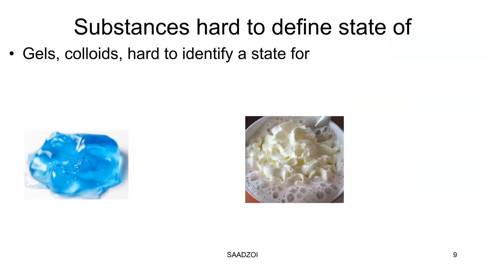And for those that are hard to define, substances like gel, whipped cream, you really can't identify as a solid, liquid, or a gas, so we just say it's in the other category. And that's the 3 different states of matter.